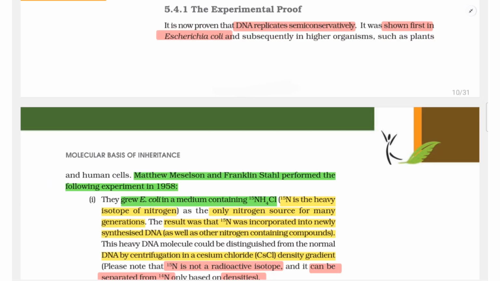5.4.1 The experimental proof. It is now proven that DNA replicates semi-conservatively. It was shown first in Escherichia coli and subsequently in higher organisms such as plants and human cells. Matthew Meselson and Franklin Stahl performed the following experiment in 1958.